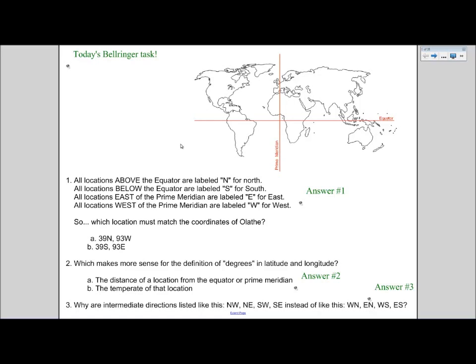So if we're looking for the coordinates of Olathe in the United States, it is north of the equator and west of the prime meridian. That means our answer has to be A, 39 degrees north and 93 degrees west. Think of the equator and the prime meridian dividing the globe kind of like the 4 quadrants of a coordinate graph in math.